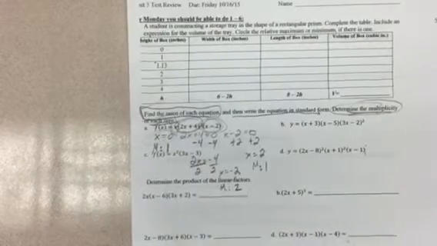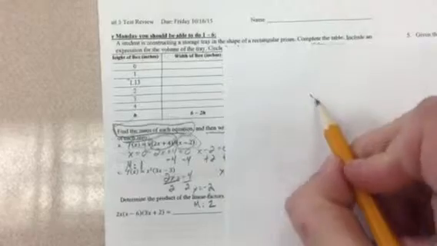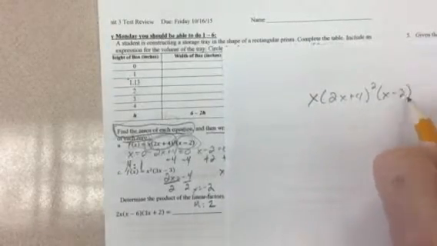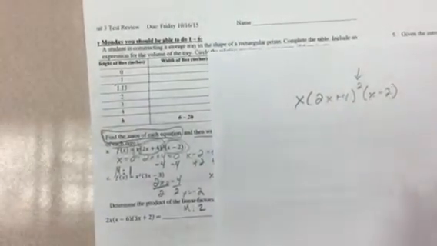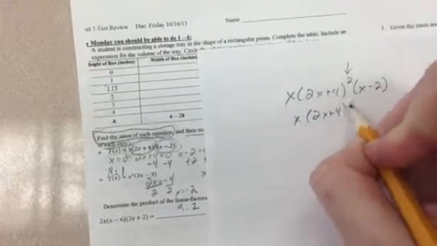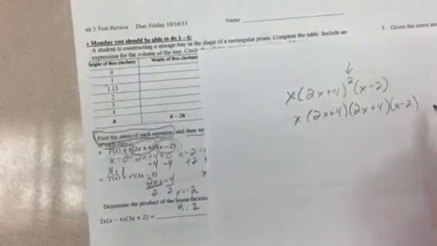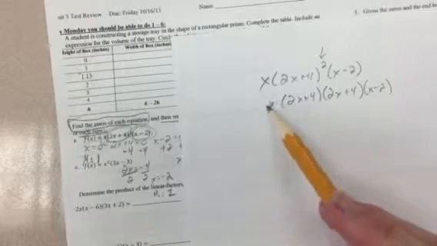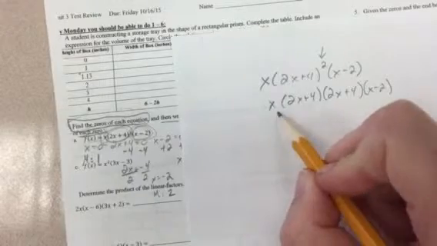Now we want to go ahead and write the equation in standard form. Now that just means multiply this out. We've got x times 2x plus 4 squared times x minus 2. Now, the thing you have to remember is that if you have a factor that's squared, that means multiply it times itself. So the first step in being able to put it in standard form is to write all of the factors out. The second step is to use the distributive property to multiply out. And you only do 2 at a time.